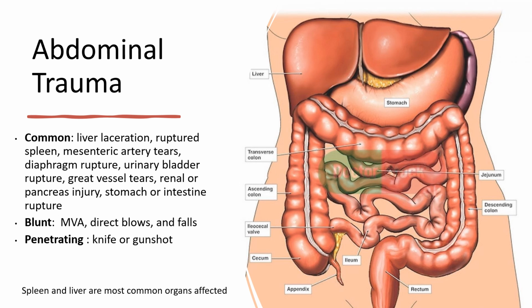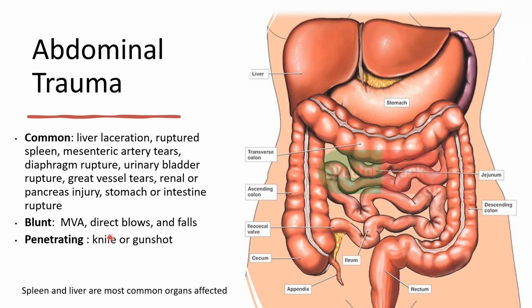So, common abdominal trauma examples are liver laceration, ruptured spleen, mesenteric artery tears, diaphragm rupture, urinary bladder rupture, great vessel tears, renal or pancreas injury, stomach or intestinal rupture. So abdominal trauma can happen in a lot of ways. It can be gunshot wound, it could be stabbing, it could be a car accident, it could be a fight. So out of all of those things, the most common organs that are injured are the spleen and liver.